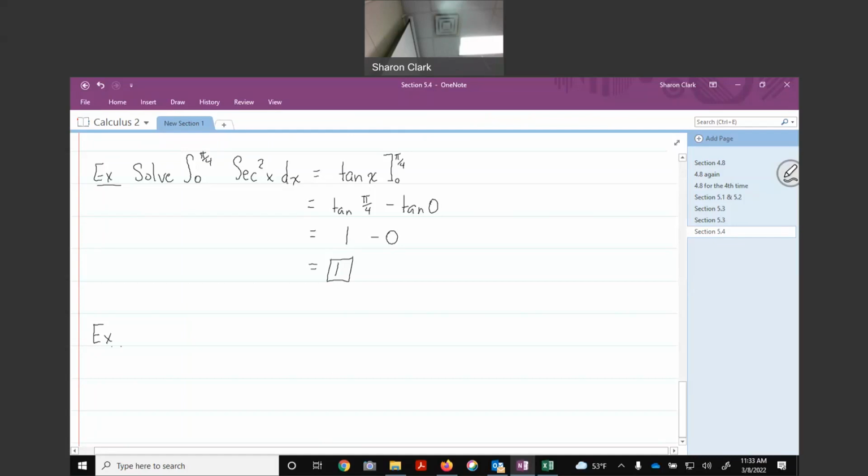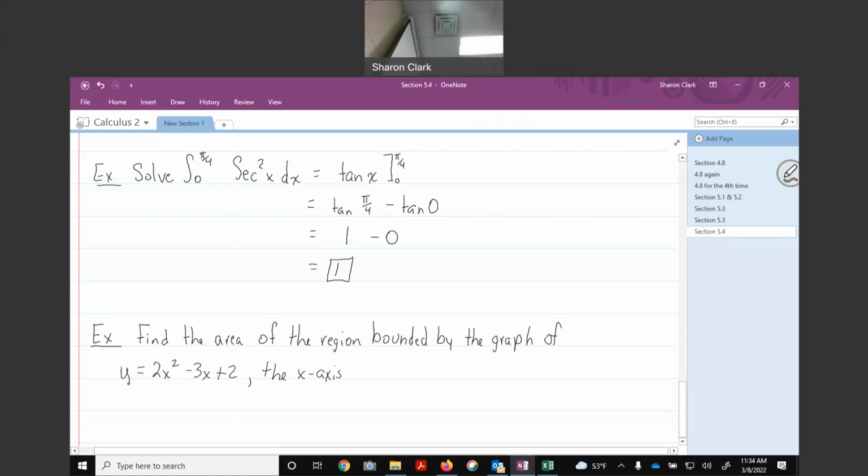Example. Yes, that would be the area under the curve. Find the area of the region bounded by the graph of y equals 2x squared minus 3x plus 2, the x-axis, and the vertical lines.